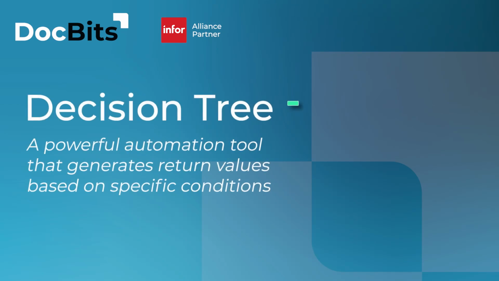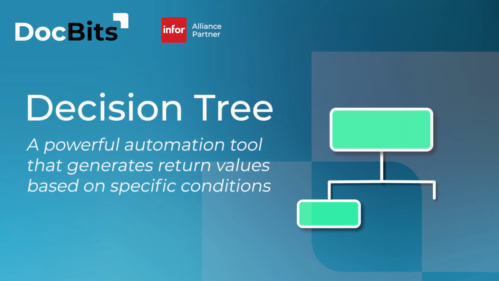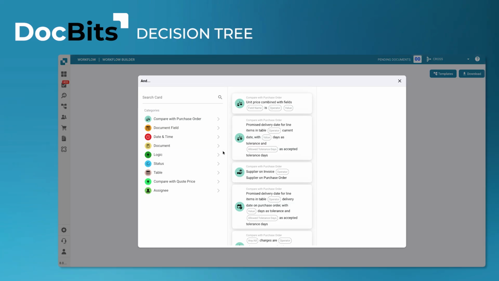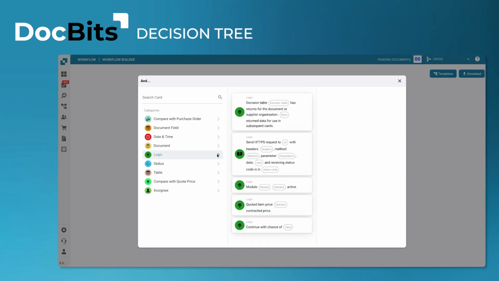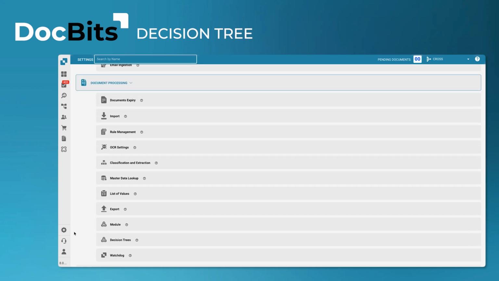The decision tree is a powerful automation tool that generates return values based on specific conditions. Use it as a card in a workflow to pass results to other steps or trigger actions on its own. Access it via Settings, Document Processing, Decision Trees.